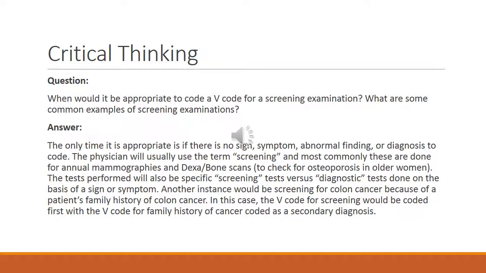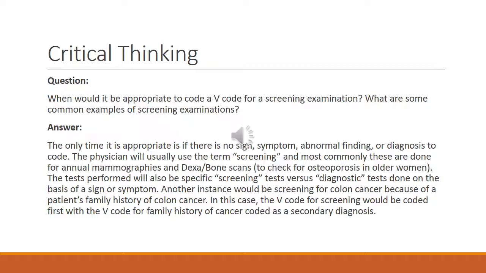Okay, here's our first question for the critical thinking for Chapter 8. When would it be appropriate to code a V code for a screening examination? And what are some common examples of screening examinations? Well, the only time it's appropriate is if there is no sign, symptom, abnormal finding, or diagnosis to code.